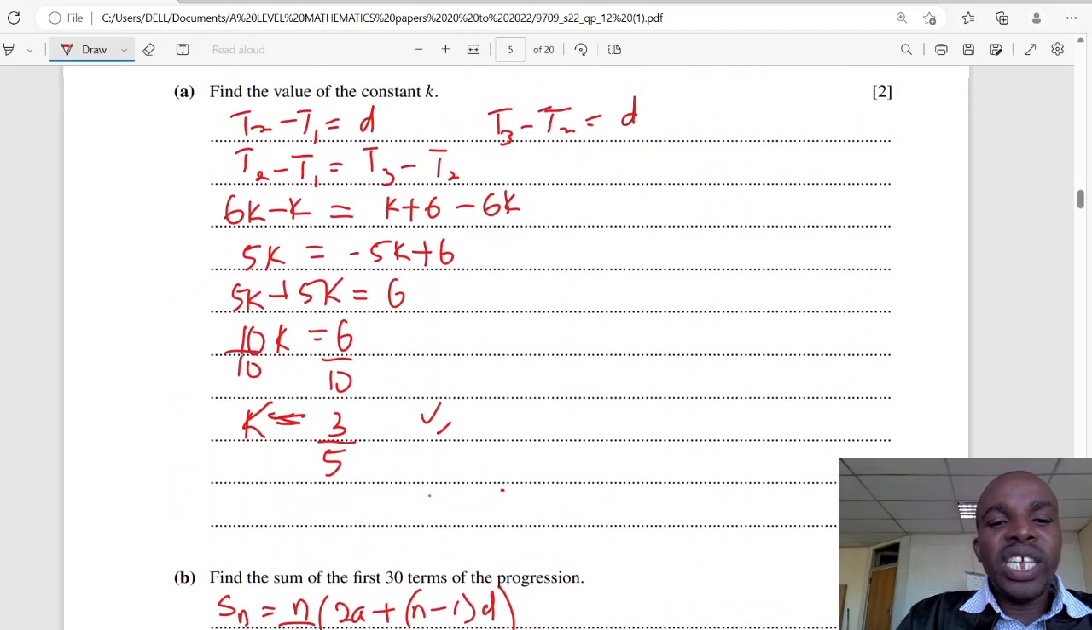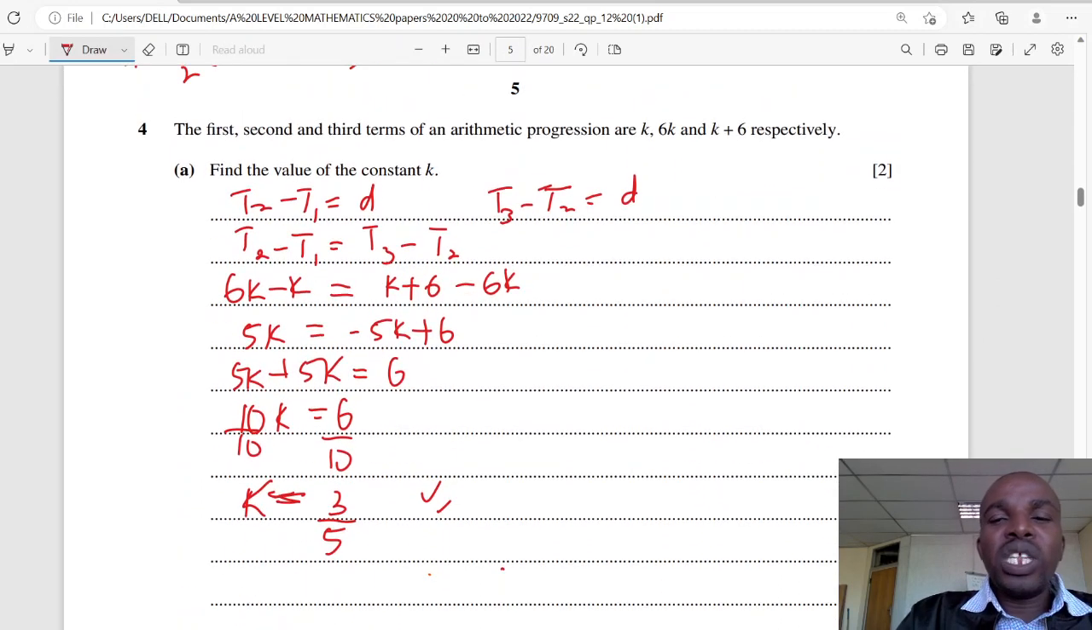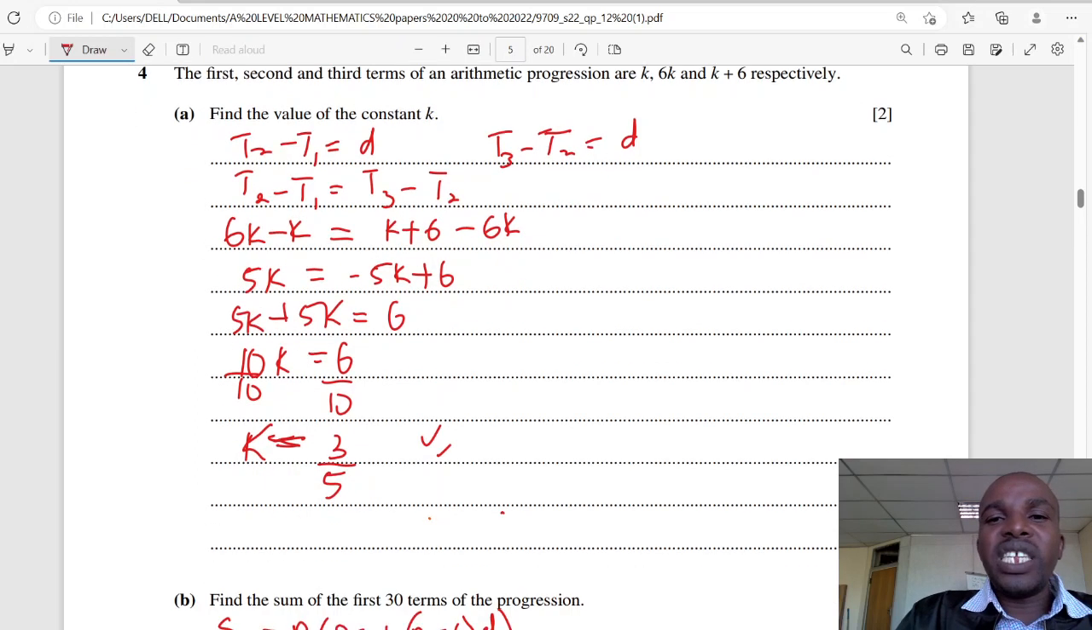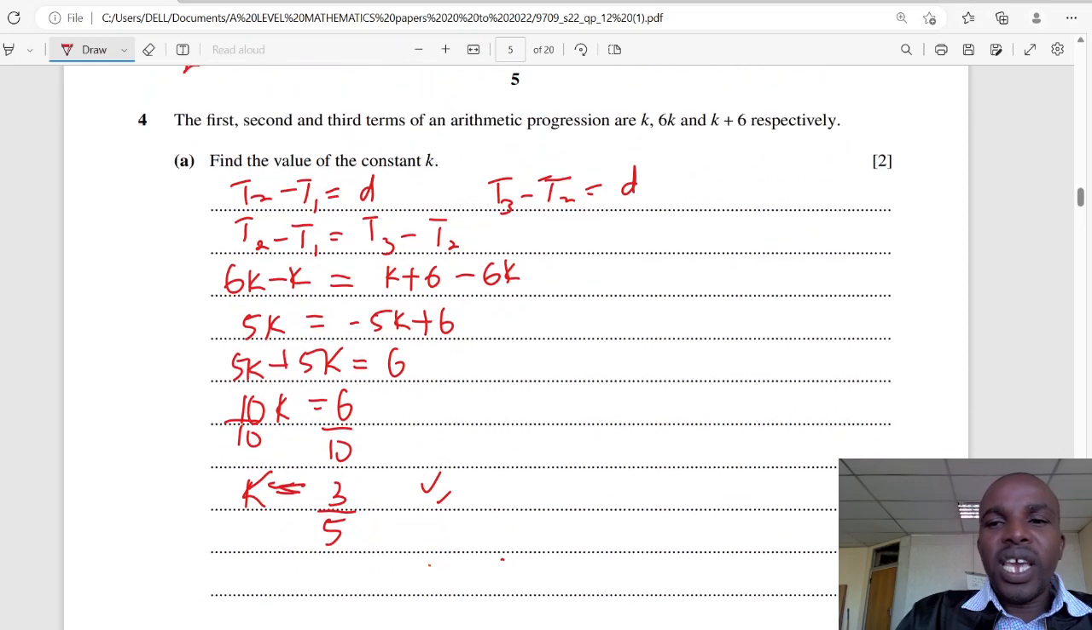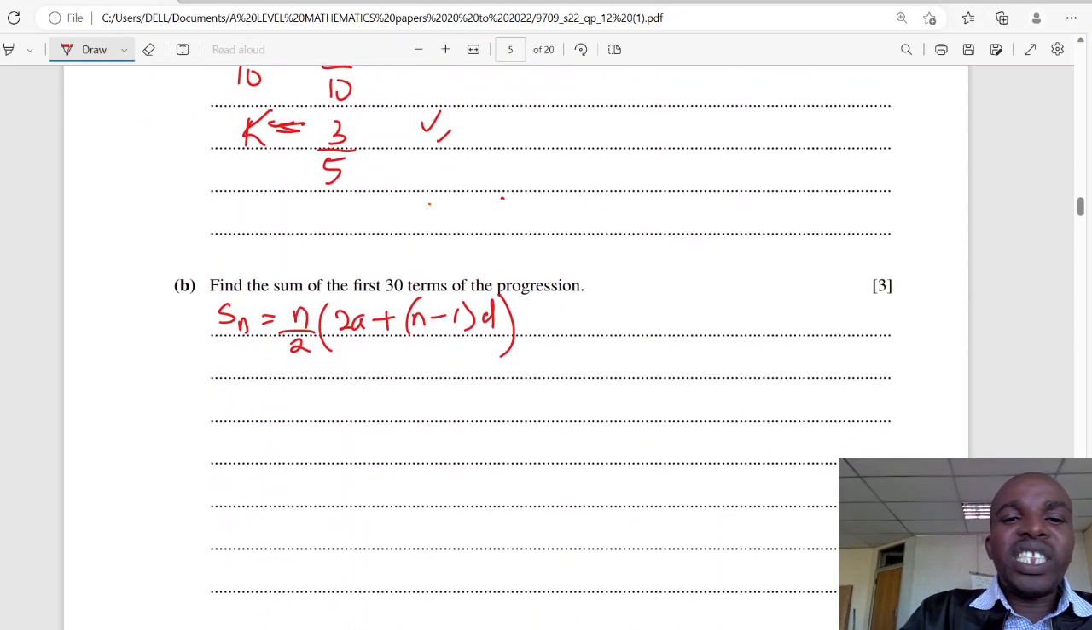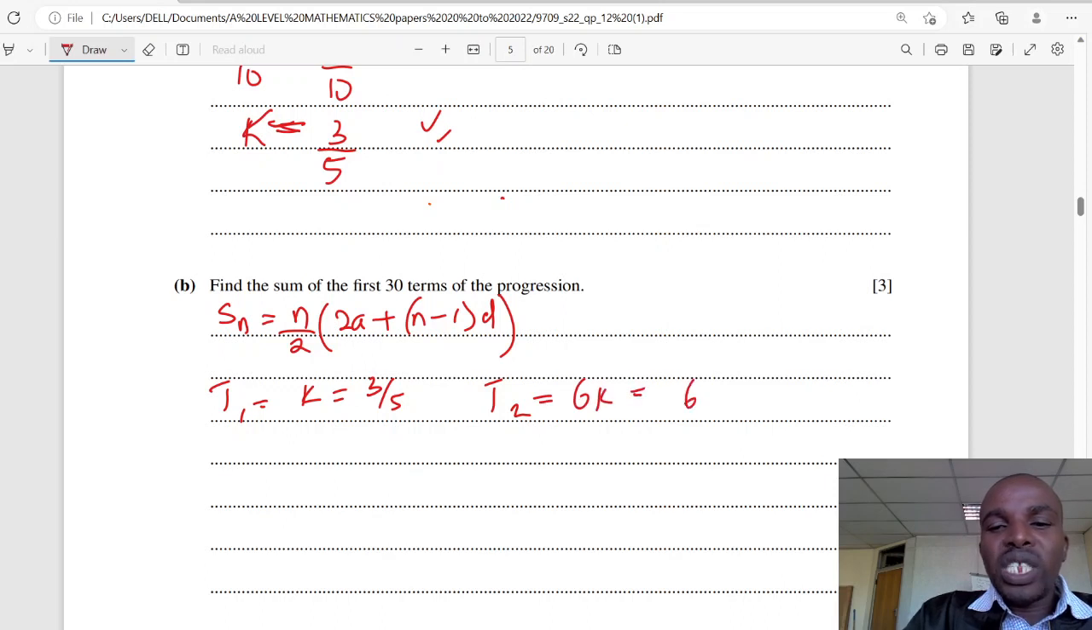So you come up here using k is equal to 3 over 5. So the first term k is 3 over 5. Then 6k, that's the second term. So the first term, T1, is equal to k, which is equal to 3 over 5. Then term 2 is equal to 6k, which is equal to 6 times 3 over 5. So this one will give you 18 over 5. So that's the second term, right?